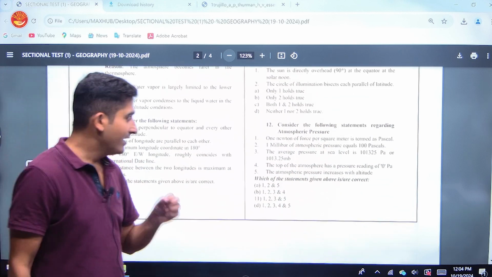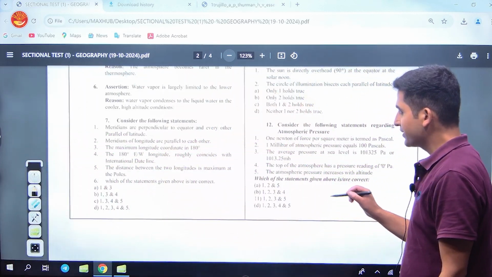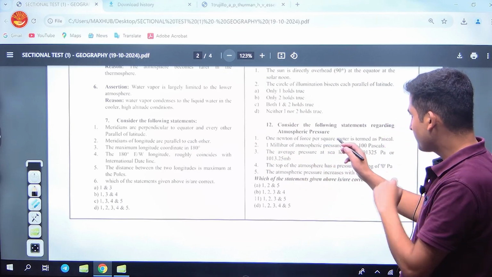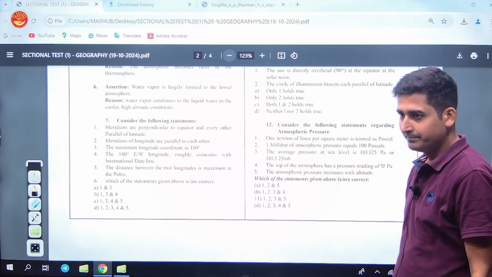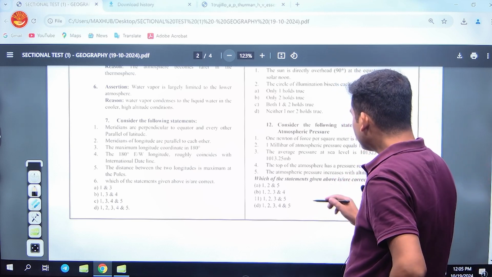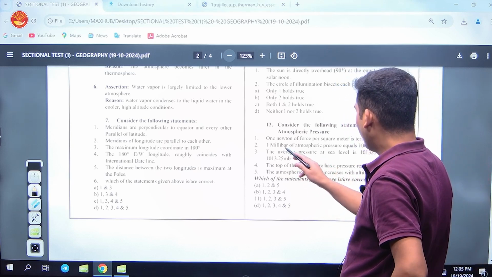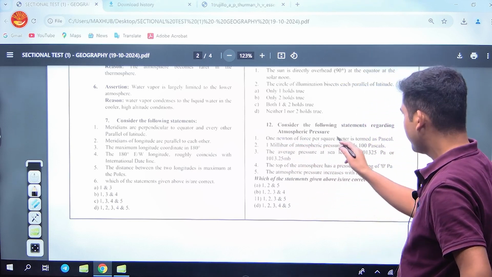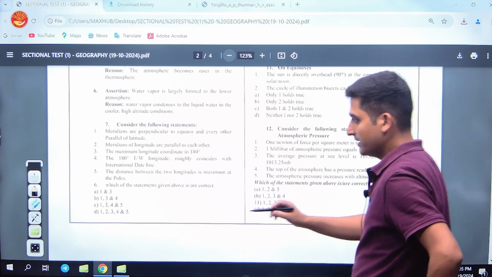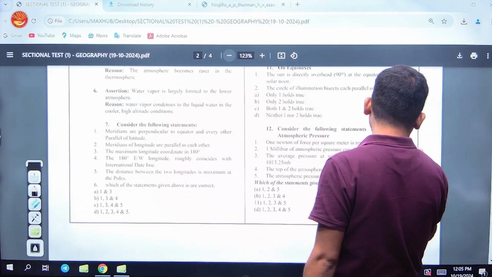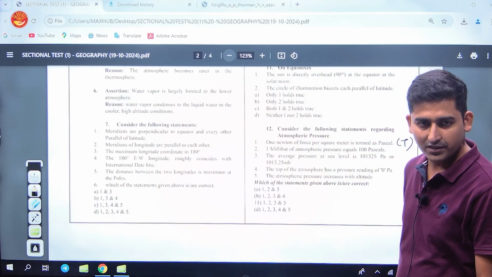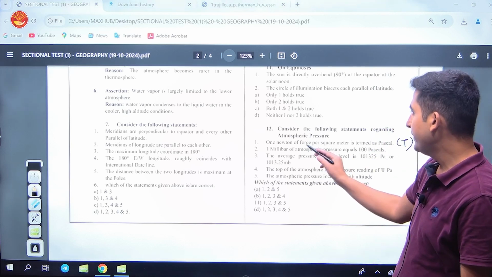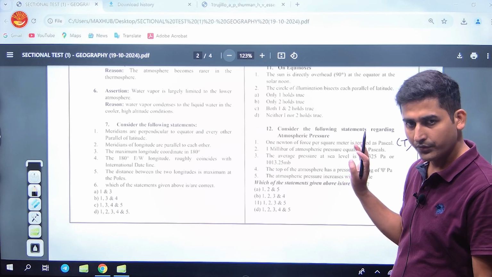ओके, वन मोर थिंग इज देयर, कंसिडर द फॉलोइंग स्टेटमेंट्स रिगार्डिंग एटमॉस्फेरिक प्रेशर. ठीक है, पहला आपके पास 1 न्यूटन ऑफ फोर्स पर स्क्वायर मीटर इज टर्म्ड एज पास्कल. This is absolutely true. 1 Newton of force per square meter is termed as Pascal. Yes, this is true. This is definitely based on the definition of this unit of pressure, atmospheric pressure. तो atmospheric pressure का जो unit है Pascal, तो उसकी definition होती है 1 Newton of force per square meter. Yes, that's absolutely true.